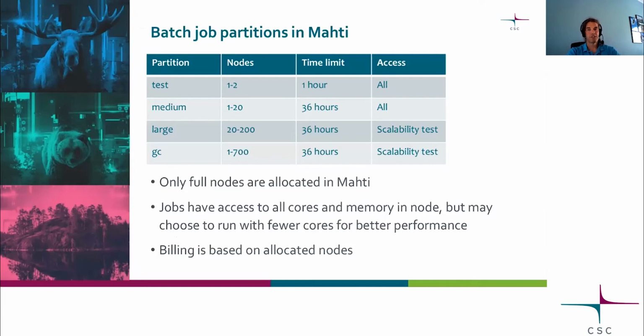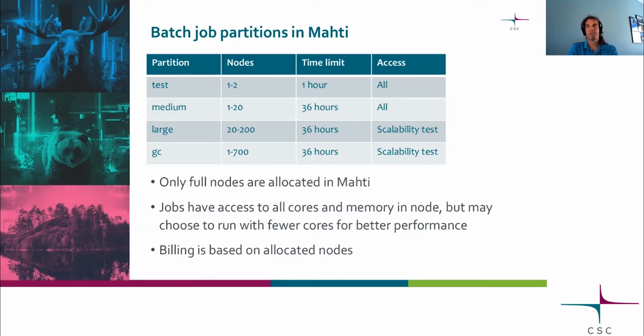About the batch job partitions, we have the test partition where you can run up to 2 nodes, up to 1 hour. And then we have the medium partition where you can run for 36 hours and up to 20 nodes. The time limits stay a bit shorter than, for example, in Puhti or previous supercomputers, but that's really to ensure that especially large-scale parallel jobs get good enough throughput from the system. And as already discussed, you always allocate only the full nodes.